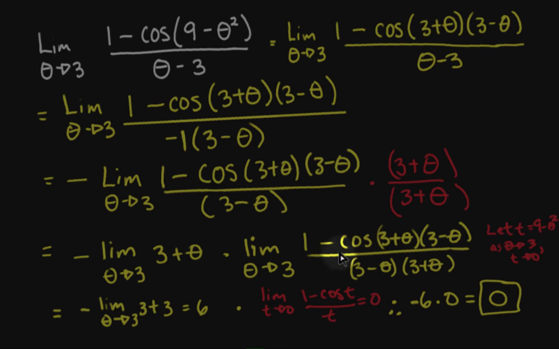Here we have the 1 minus cosine of the box, over the box, as long as the boxes are the same and the boxes are approaching 0. Even though this says 3, when I plug it into here, 9 minus 9 is 0. Same thing on the bottom. It's a little bit easier to notice the identity if you do the substitution. Then you plug and chug and you get 0.